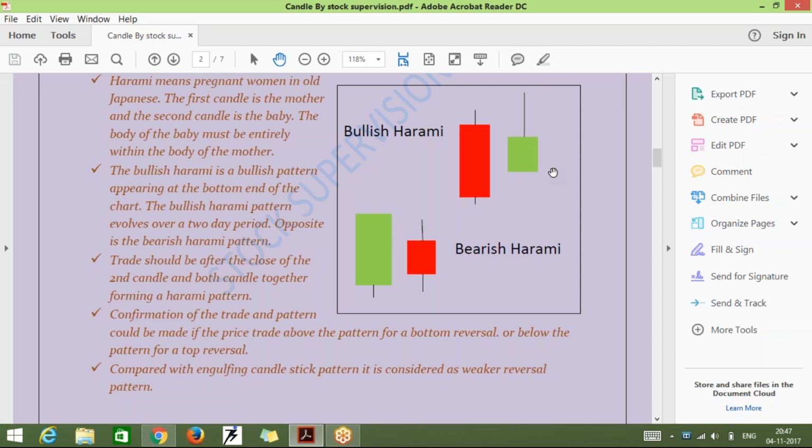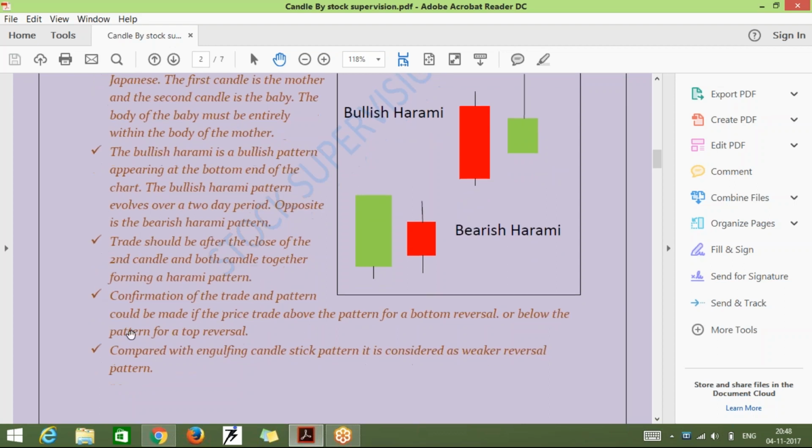If it's going below that, it's part of trading, and you need to cut your trade. Compared with the engulfing candle pattern, the harami is considered a weaker reversal pattern. In the previous class I taught the engulfing pattern, but the harami pattern is actually weaker than the engulfing pattern.